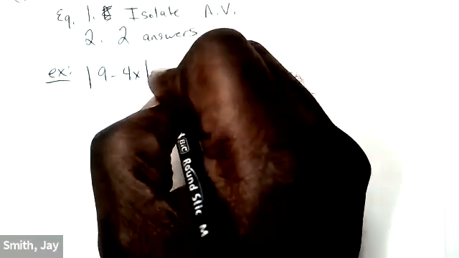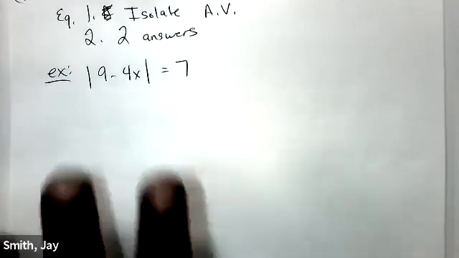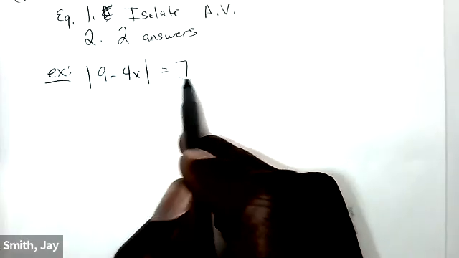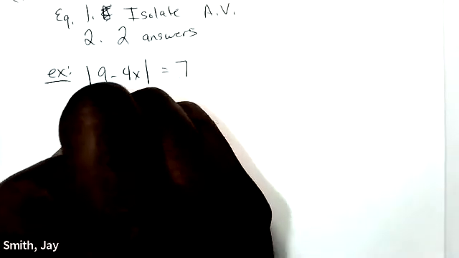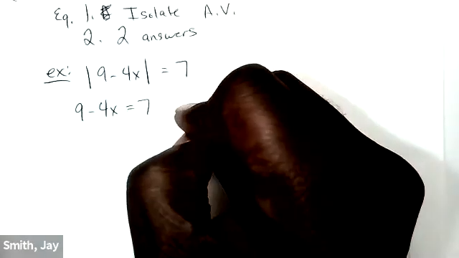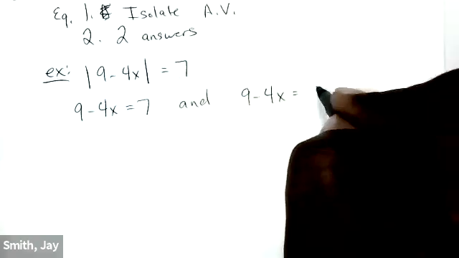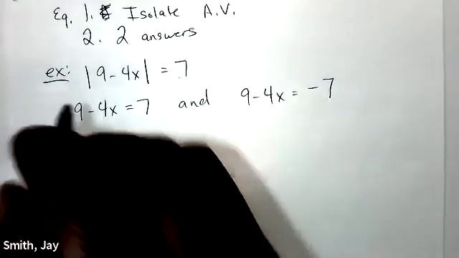Here we have the absolute value of 9 minus 4x is equal to 7. The way that we get rid of those absolute value bars is to account for both the positive and the negative of the answer given. So to drop out the absolute values, we have to set up 2 equations. The first one being 9 minus 4x is equal to positive 7, accounting for the positive. And then 9 minus 4x is equal to negative 7, accounting for the negative. After that, we're just solving them like we would any other problem.